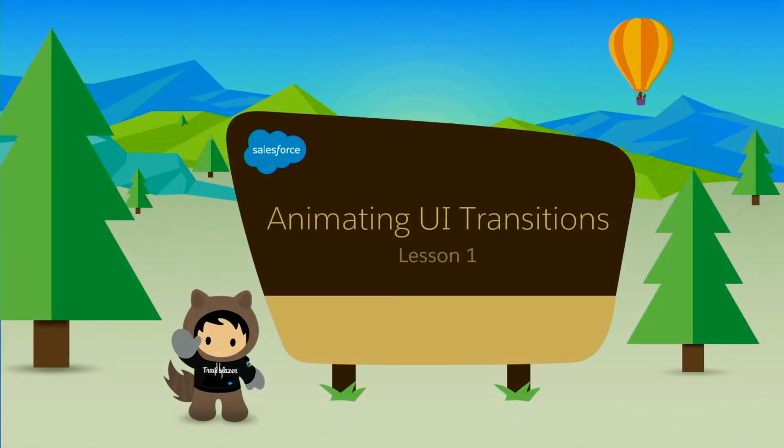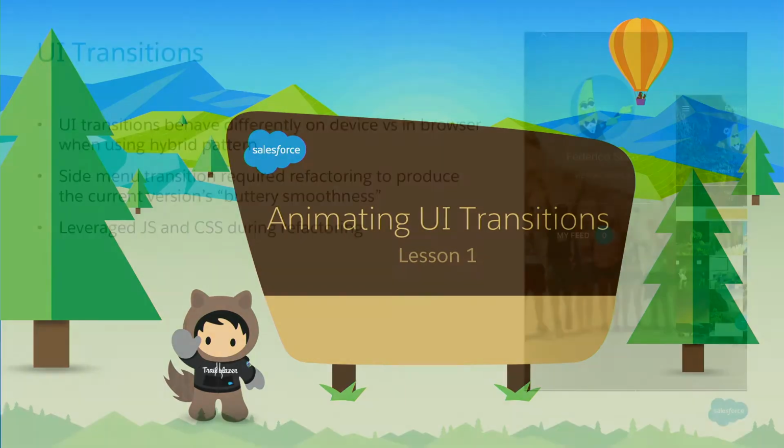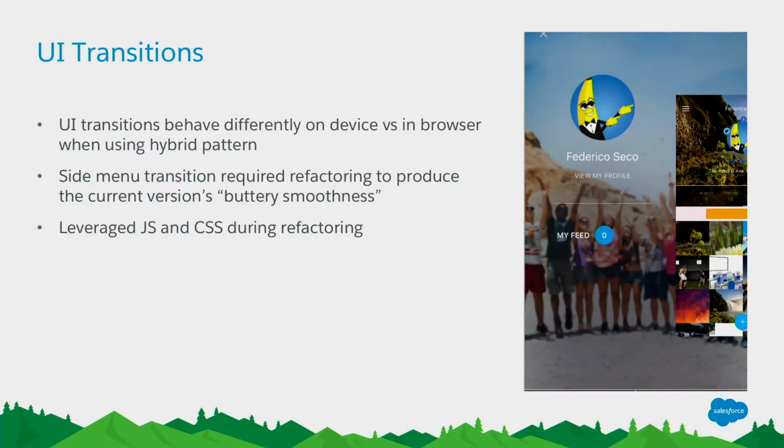So our first thing is animating the UI transitions. Now we see here we have Federico. Federico is a user of this application. And we have a side menu that's slid off to the side there. And what we were trying to do is figure out a way to make that really buttery smooth across any device, both iOS and Android.